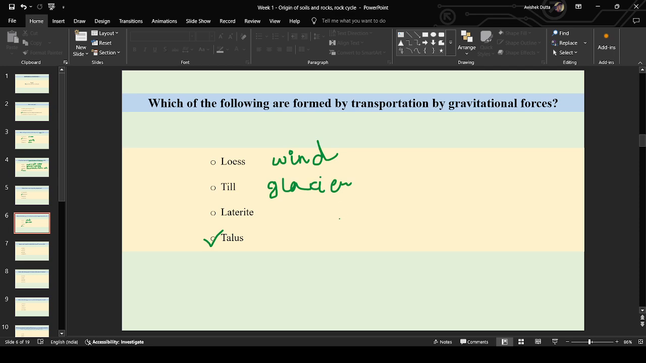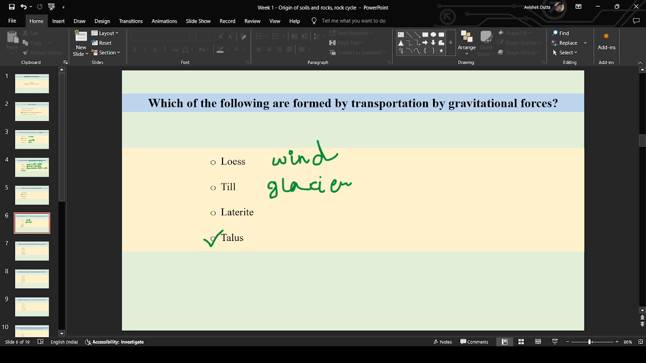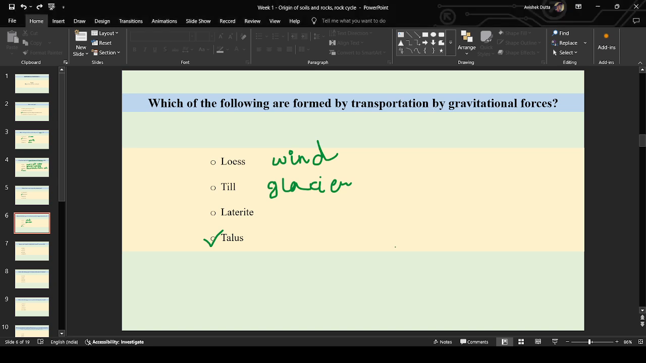Okay, what about laterite? Water, yes, water. No, laterite is not water. Laterite is basically not transported, but red soil. I have another question dedicated to laterite, so I'll be discussing that in the next question. Please mute yourself. So, which of the following are formed by transportation by gravitational forces? The answer is talus, and Loess is transported by wind, till by glacier. Okay, next question.